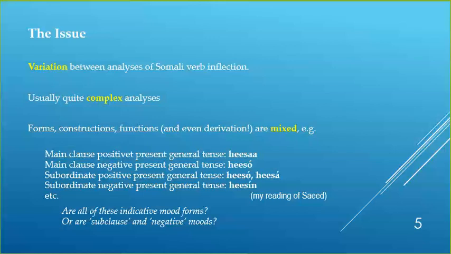And I've read Said's presentation again during the last couple of weeks, and it is quite complicated to follow parts of it. And I tried to just write down my understanding of parts of it, and ended up with this kind of form being defined as main clause, positive present, general tense. And of course, one could divide that up and say that this part of it is the form and this is the function, but it's presented all together, not really pointed out that there is or could be a difference between form and function. So this division between form and function is what I am looking for.